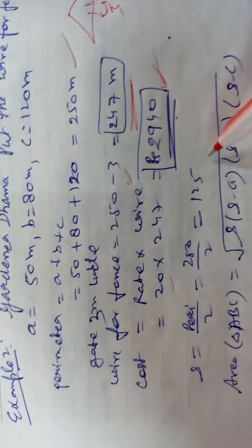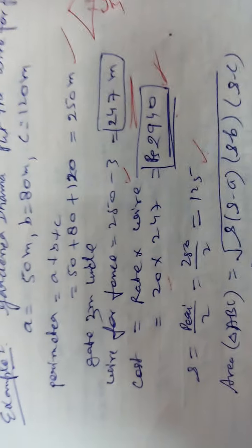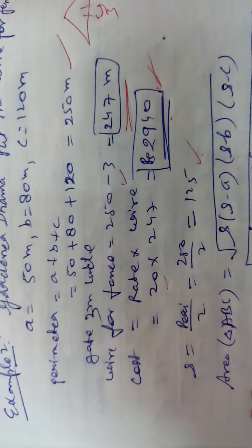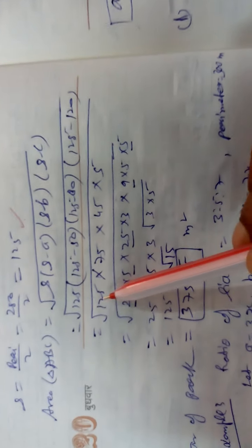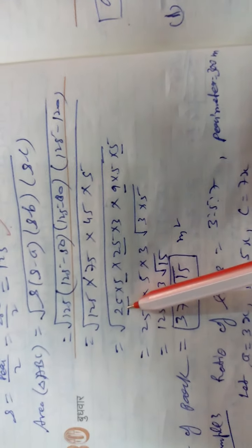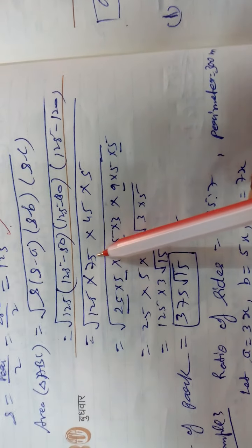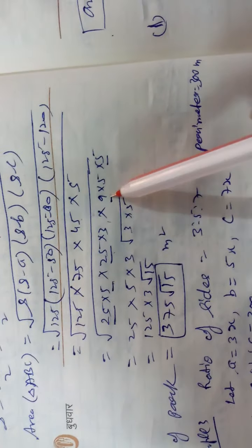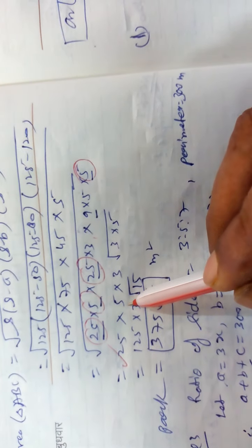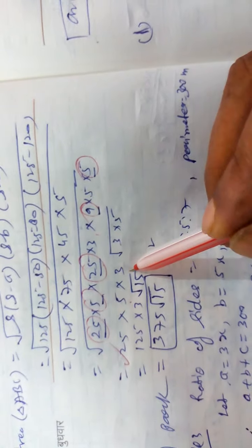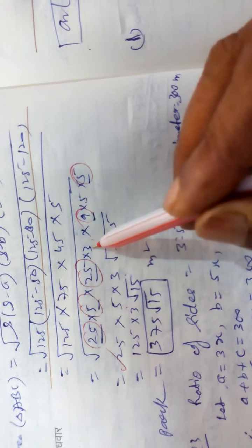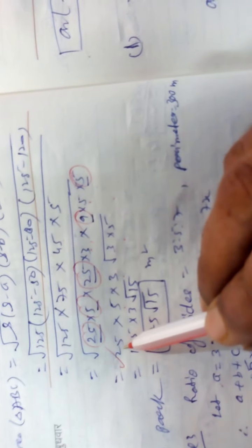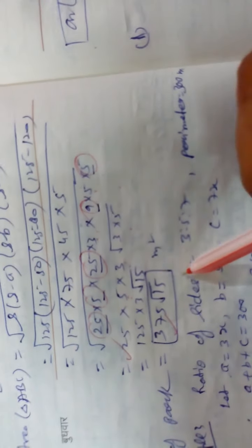Semi perimeter for area 125. ABC already you have got 50, 80, 120. Put the value here. Calculate. 125, 75. This 25 into 5. No need to 5 into 5. 75, 25 into 3. 45, 9 into 5. See, 25, 25, 125 out. 5, 5, 5 is out. Square root of 9 is 3. Now what is left in the bracket? Under root 3 and 5. 25, 5 times 125, 3 times 375, root 15 meter square is the area of the park.